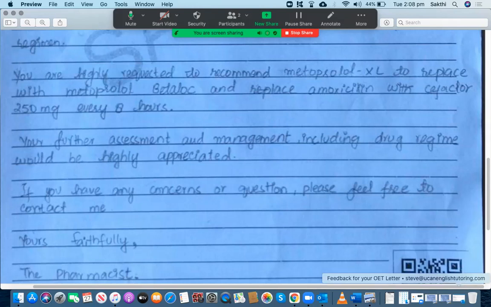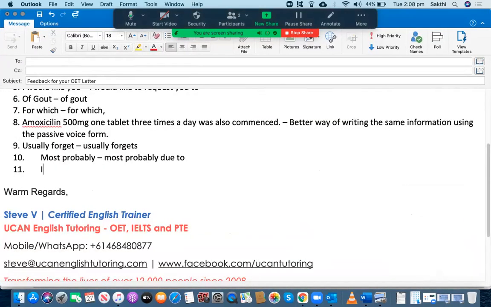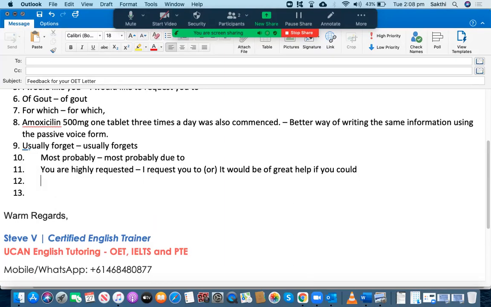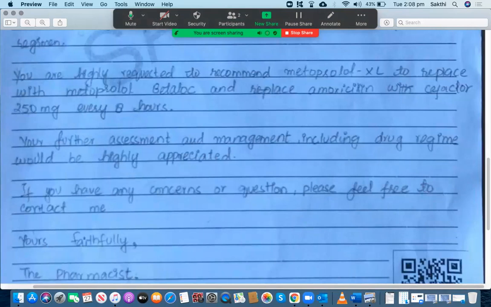If that's the case, what you could have mentioned is, instead of saying you are highly requested, you can say I request you to. That's fine. You can keep it very simple. Or if you want to use other phrases, you can say it would be of great help if you could, and then you can say whatever phrase you wanted to say here. For example, if you could recommend this one.